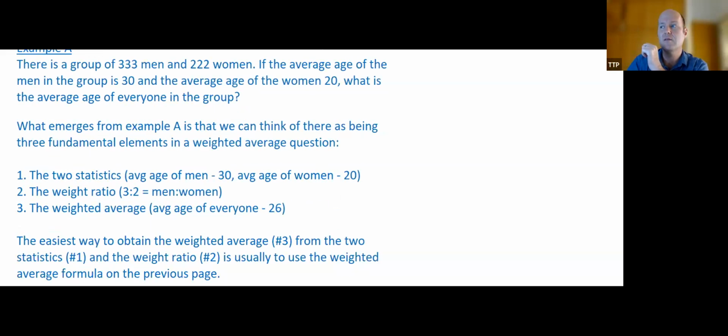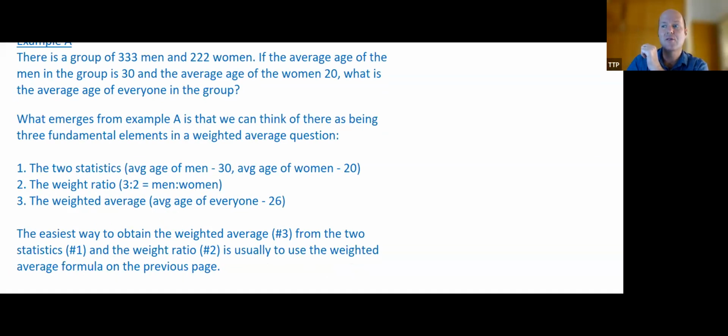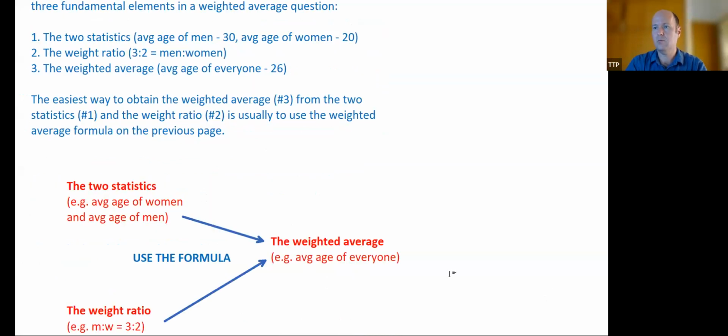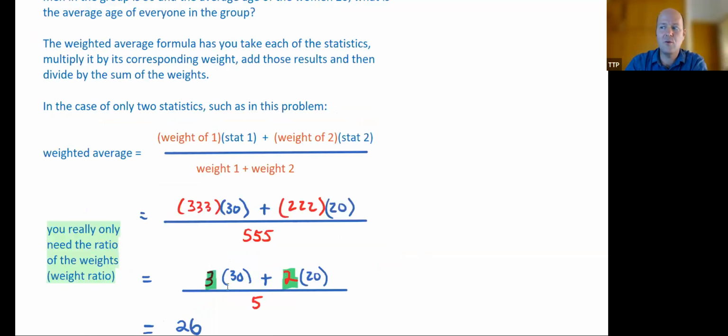Okay, now in the case of when they ask you to find the weighted average, usually the easiest way to go about solving the problem is to use the formula that I just showed you. Okay, so if you're armed with the 2 statistics and the weight ratio, then you can use the formula to solve for the weighted average. And that's what we did. We took the 30 and the 20, combined with the 3-to-2 ratio, multiplied each by its corresponding weight, and divided by the sum of the weights.